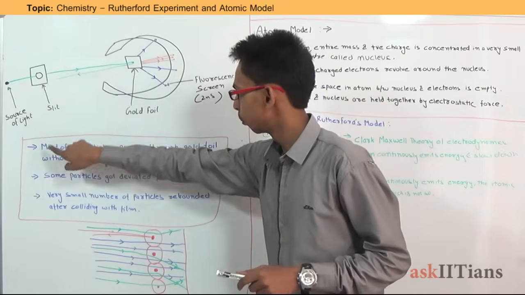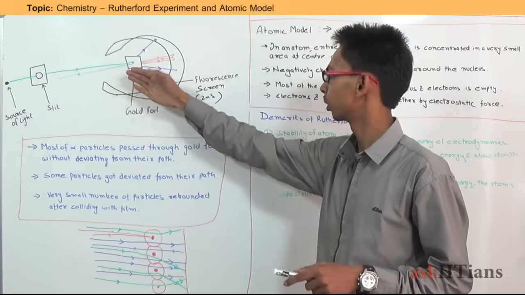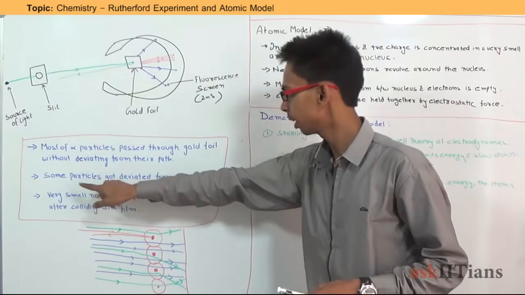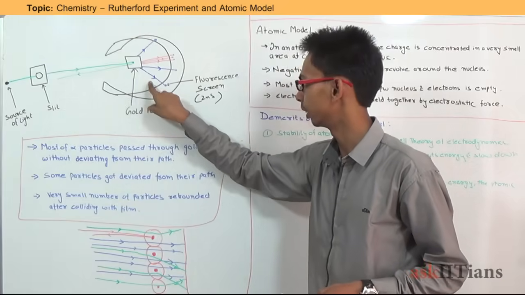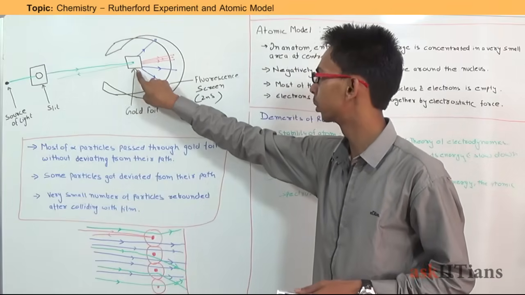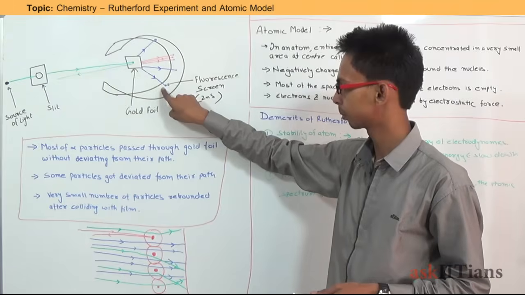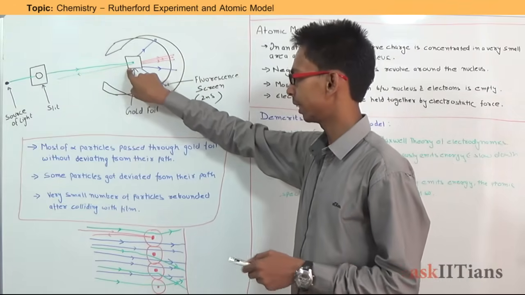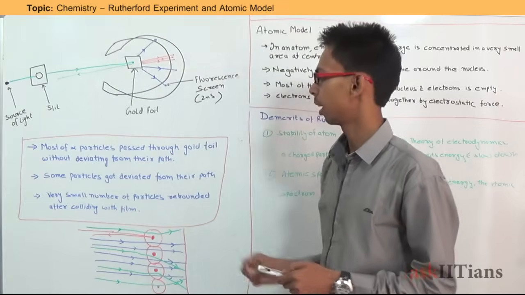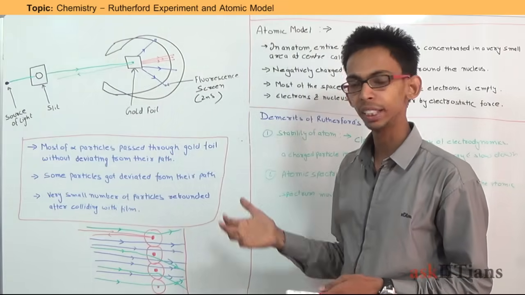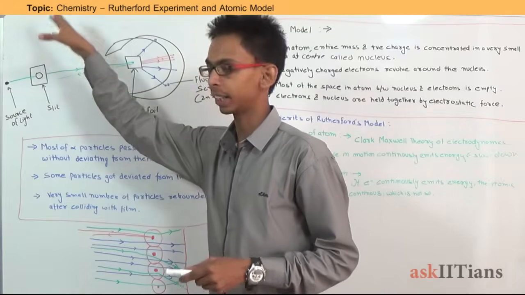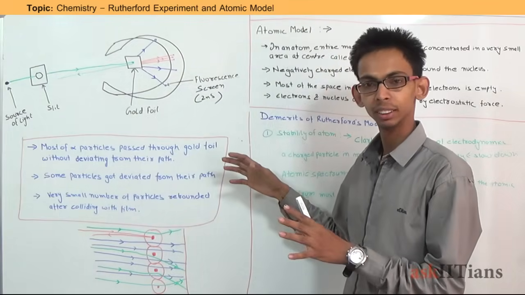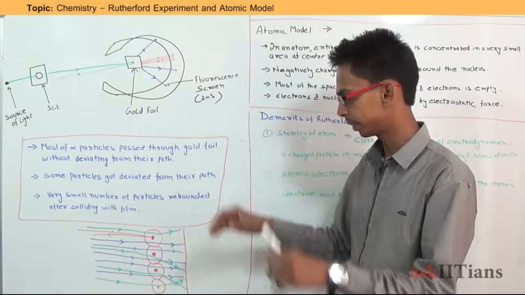Again, most of the alpha particles passed through the gold foil without deviating. They just passed straight. Some particles, like these blue ones, got deviated from their path, while a very small number of particles rebounded after colliding with the screen. That means they went back in the same direction from where they came. This was the experimental observation.